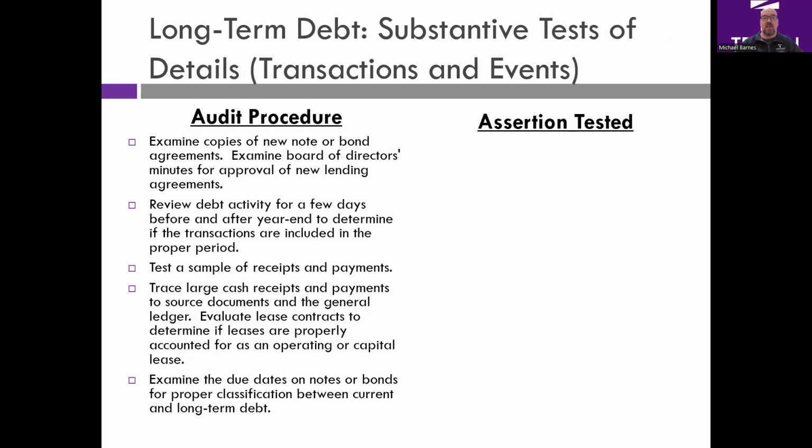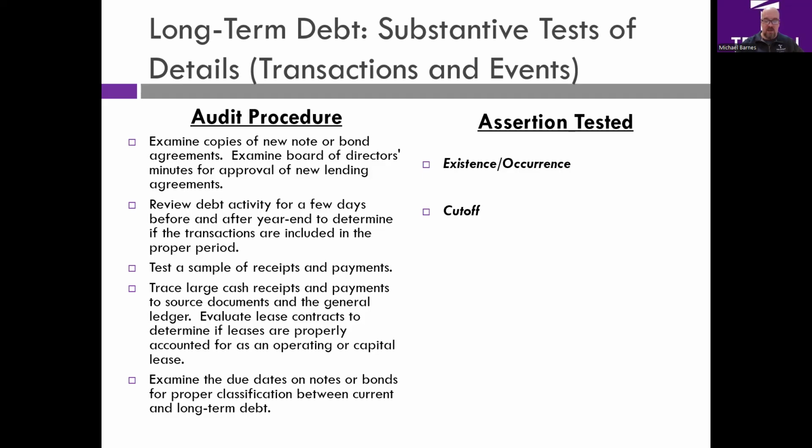All right. Moving on to audit procedures. Examine copies of new note or bond agreements. Examine the board of directors minutes for approval of lending agreements. All right, so this one is probably not sufficient by itself. But one thing we're very concerned about is we want to make sure that the items that have been recorded, we can actually identify that they pertain to the organization, which would be an existence or occurrence test. Review the date of activity for a sample of days or for a few days before and after year-end, to determine the transactions are included in the proper period. That's obvious. That's a cutoff test.